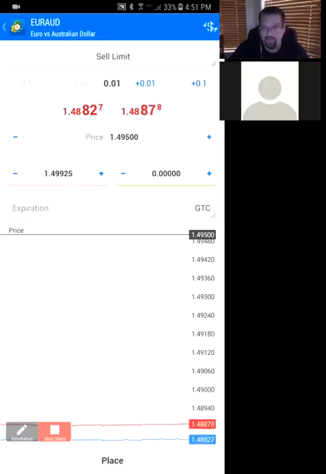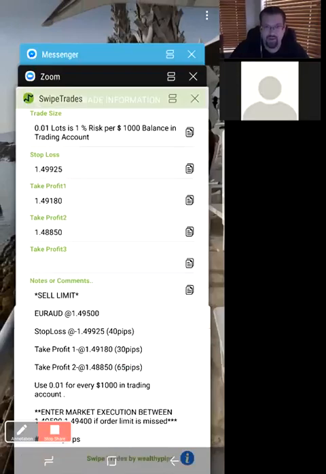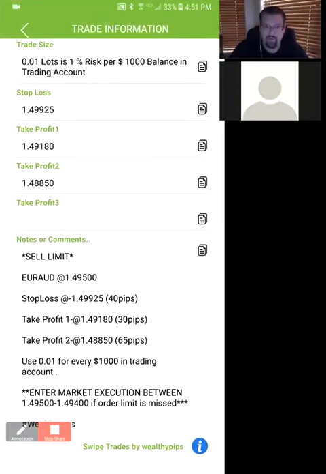Now, on the take profit side, the only time I'll put a take profit in, and it's usually take profit 1, is if I'm going to sleep. If I'm going to bed, I'll say, well, I want to put in a take profit because I'm not going to be awake to manage this trade. So I'll put in a take profit 1 and copy that at the point 1.49180.